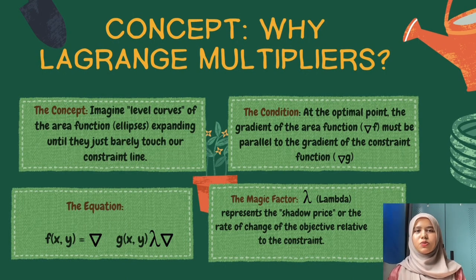Now, why do we use Lagrange multipliers? Think of it visually. Imagine our area function as a set of level curves that ripple outward from a point and expand as the area grows. Our constraint, the fencing, is a straight line cutting through those ripples. The sweet spot occurs at the very last moment the area ripple touches our constraint line. At this exact point, the 2 curves are tangent and their gradient vectors are pointing in the same direction. This is where we introduce lambda. It acts as the mathematical bridge that links these 2 gradients together, allowing us to find the absolute maximum area within our limit. It is the perfect balance between our goals and our resources.